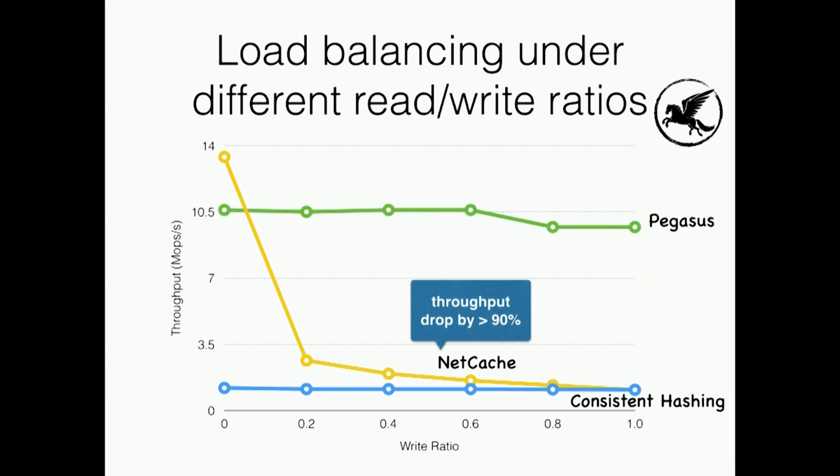But when you look at the throughput of Pegasus, it's able to maintain its high throughput across different read-write ratios, because for write-intensive workloads, we're able to rebalance the replica set on every write. And at these highly write-intensive workloads, we're able to achieve more than 9 times throughput improvement over NetCache.